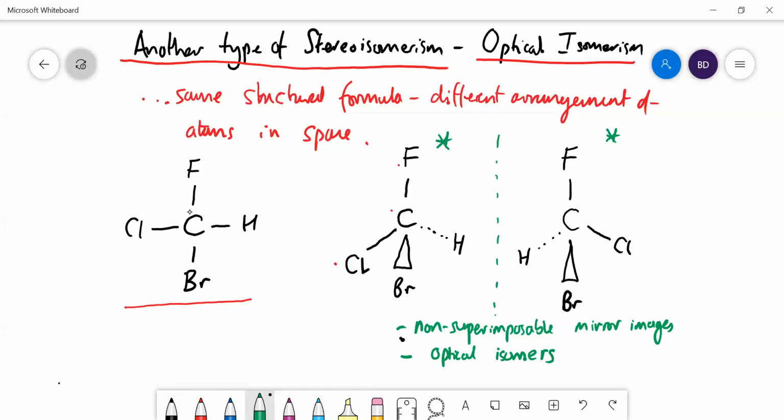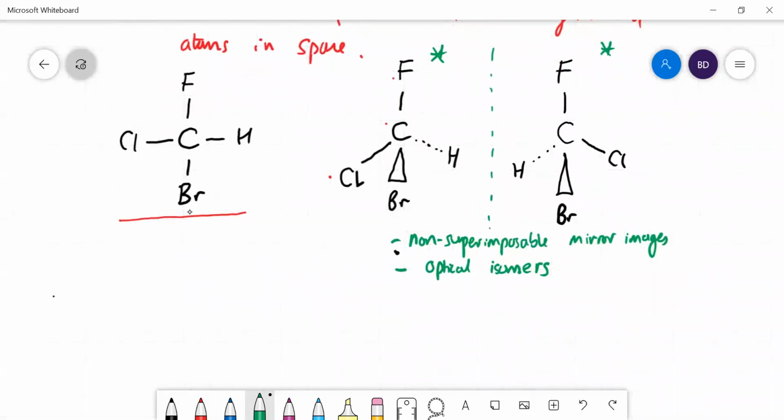Now, there are quite a few new words in this topic. We say that this carbon here is an asymmetric carbon, or people also say that it is a chiral carbon. This word chiral and asymmetric mean the same thing. Now, what do we need in order to have an asymmetric carbon?